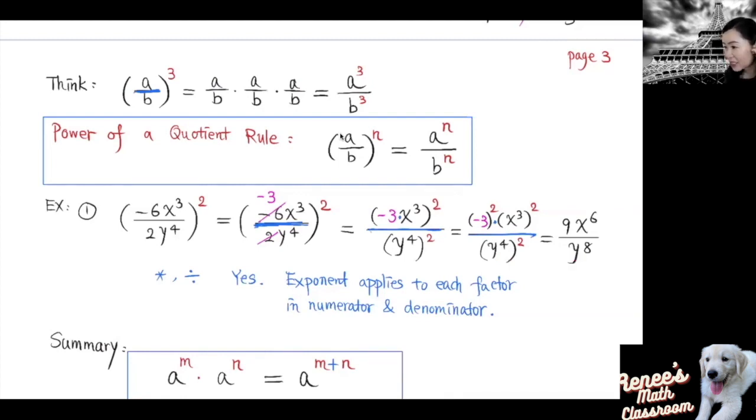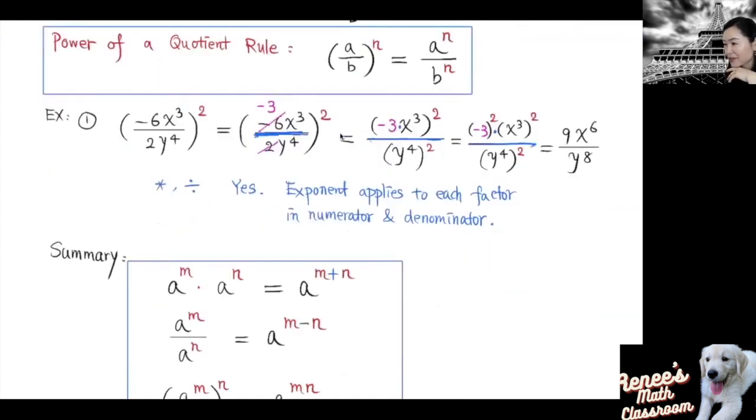Do you notice that there's a pattern? When you have only division and multiplication between them, then yes, the exponent over here is going to apply to each factor in the numerator and also the denominator. So you can go ahead and apply this square to -3, you get positive 9. The square of x cubed, you get x to the 6. The square of y to the 4th power, you get y to the 8th power.